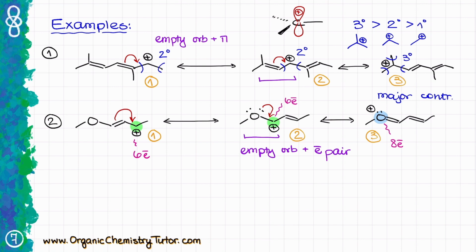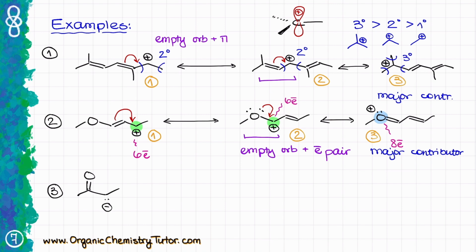So whenever you are deciding what is the major contributor and you have contributors with the open shell versus the full octet, the contributors with the full octet atoms are always going to be your major contributors, which means that in this case, that is going to be our contributor number 3. And let's look finally at one more example.